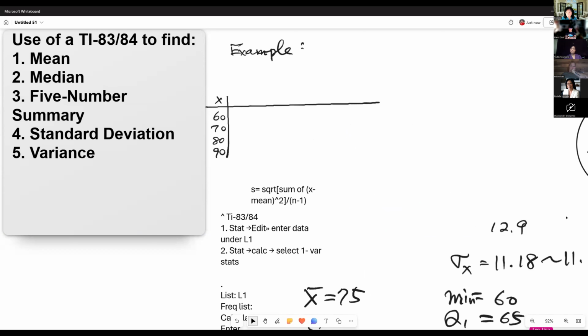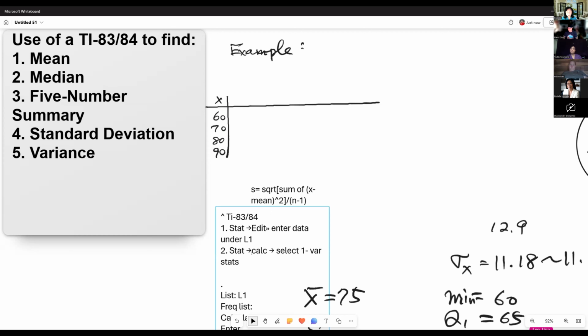I don't know why I'm getting a different number, but I'm going to redo it. You got a different number? Yeah, I got 37.5. Okay, so I'm going to redo it again. You mean the mean? Did you enter this as full numbers, 60, 70, 80, 90? I did. Under L1, right? Did you do it under L1? Correct. I have to clear L1.